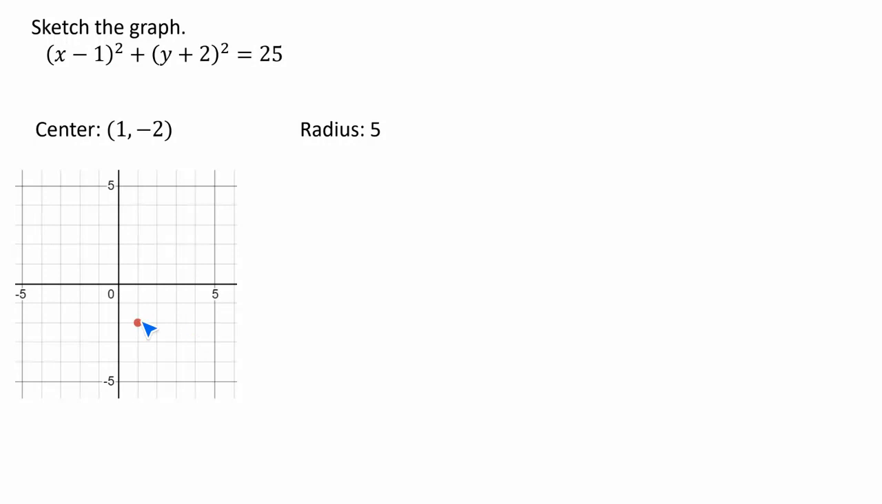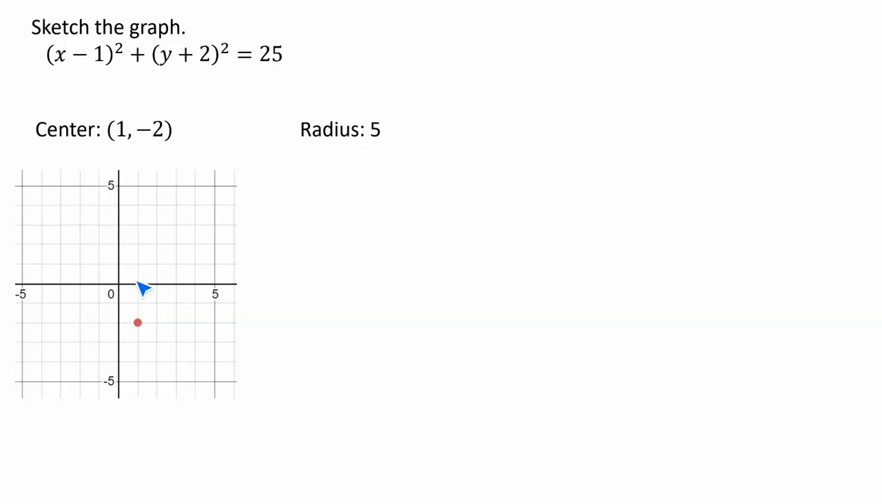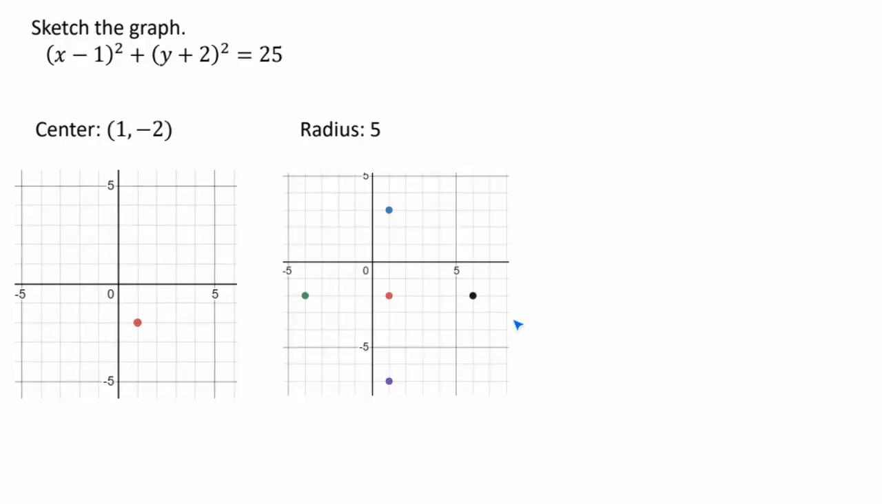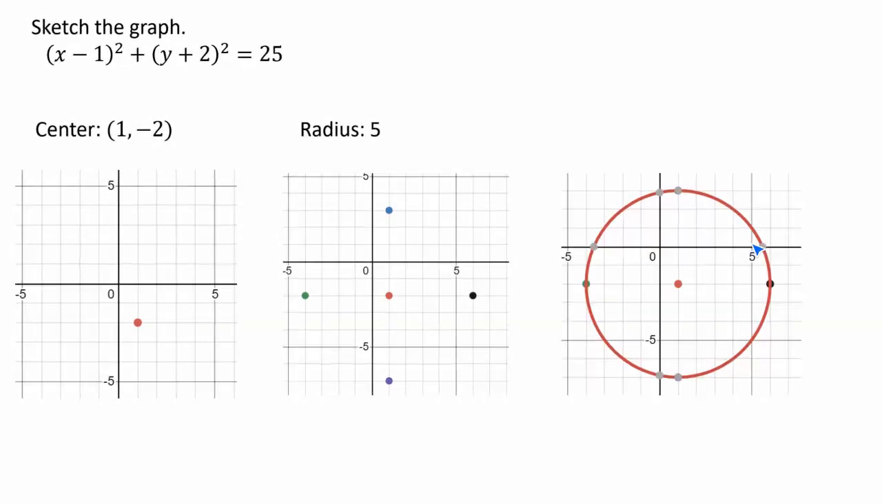So what we do here is from the center, we can go 5 to the right, 5 up, 5 to the left, and then 5 down. And so that's going to look something like this, where we have our points on the outside, and then we can sketch the circle around it. Okay.